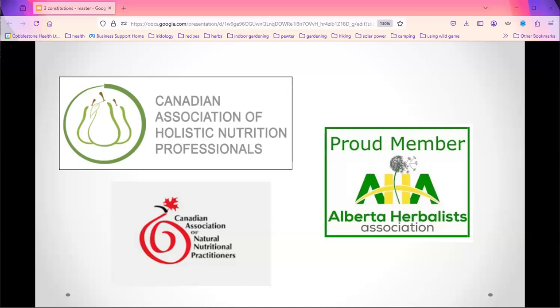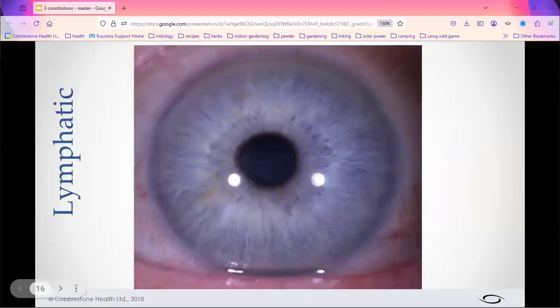So the eyes don't tell us everything, but they certainly point us in the right direction of things. So let's do the first one, lymphatic. This is the lymphatic iris. If you've got questions as we're going, drop them in the chat box and I'll try to work them into the conversation here today.